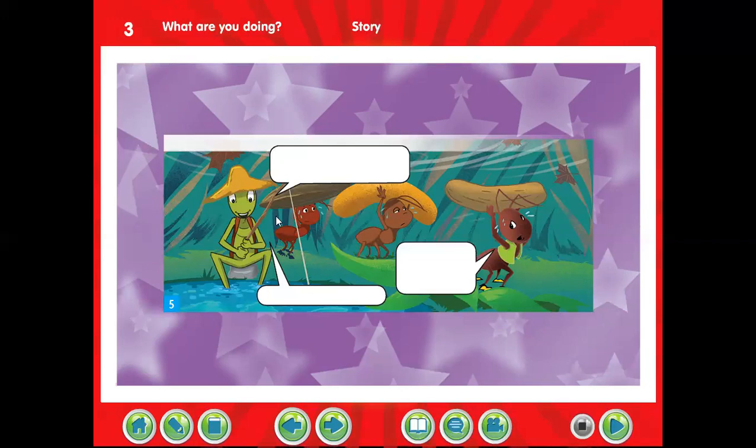Camila, please. What are the ants doing? We are carrying food. We are is if you are an ant, but you are not an ant. They are carrying food. If the question is in plural, remember, what are they doing? Okay, they are carrying food. Good. Fabiana, what is the grasshopper doing? Fishing. Very good. He's fishing. Excellent.